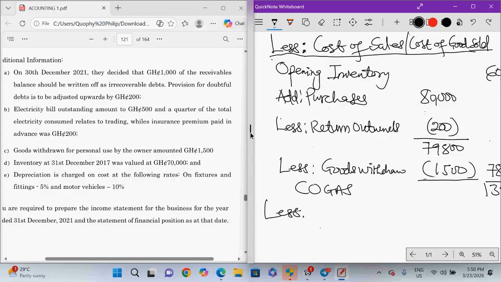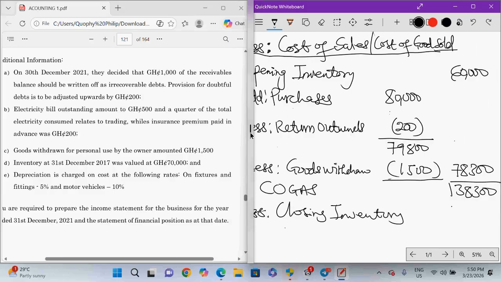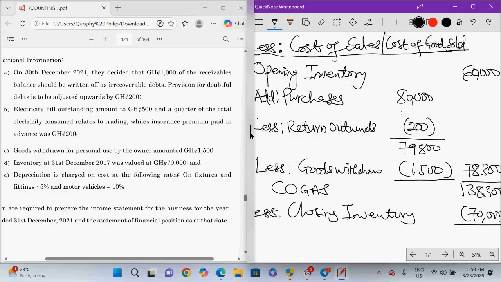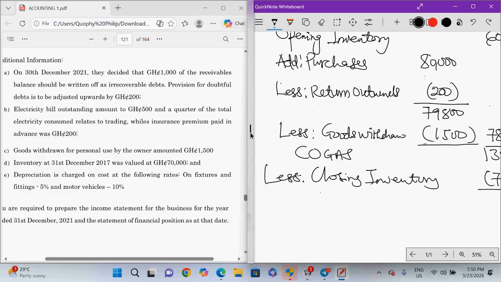So closing inventory will be what? Less closing inventory, 70,000. Okay, 70,000. What do you have? 68,300. What is the name given to that? Cost of goods sold.